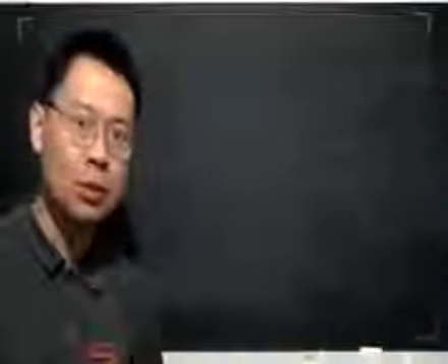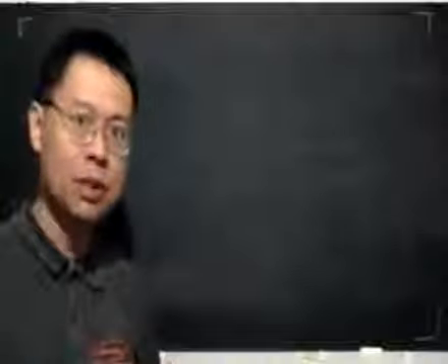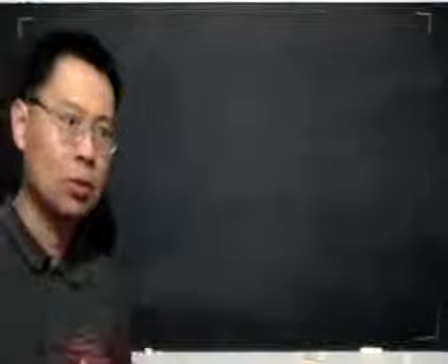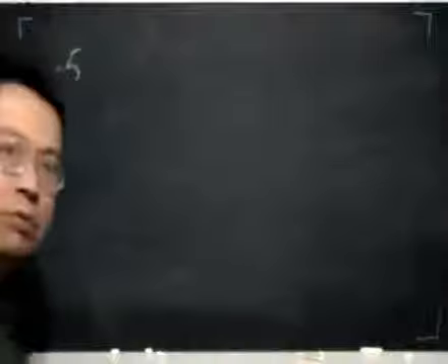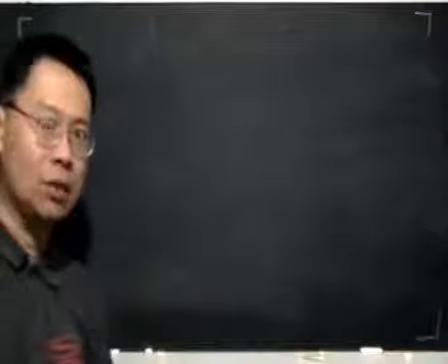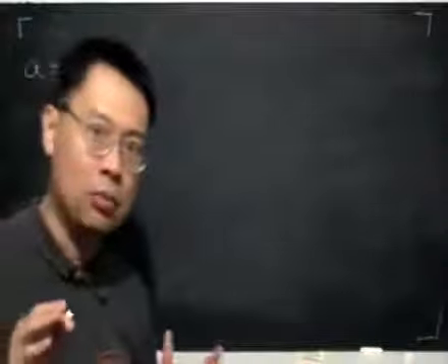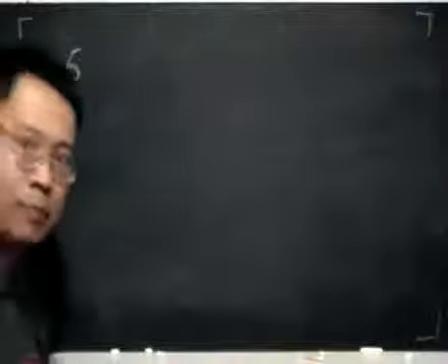In algebra, we represent numbers by symbols. Quite often, we use letters. For example, if I have a number 5, instead of calling it 5, I would call it, say, A. So I'm representing this number 5 by the letter A.